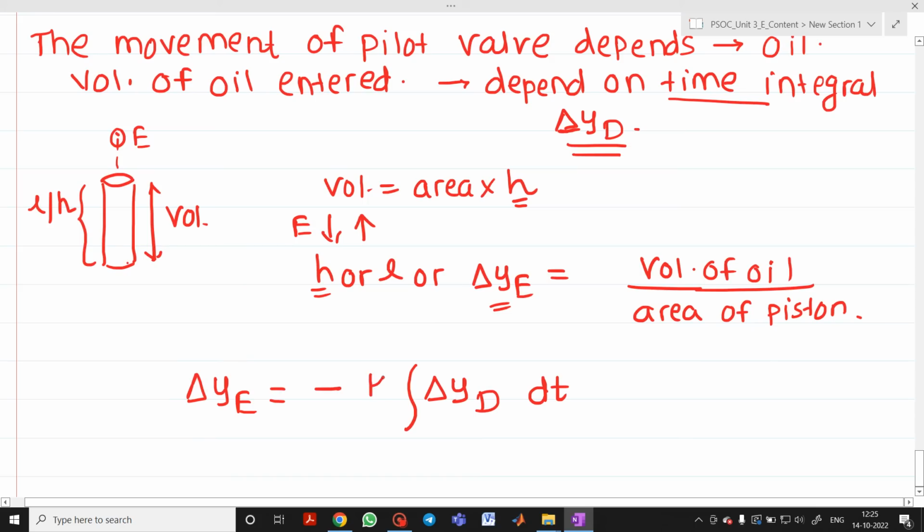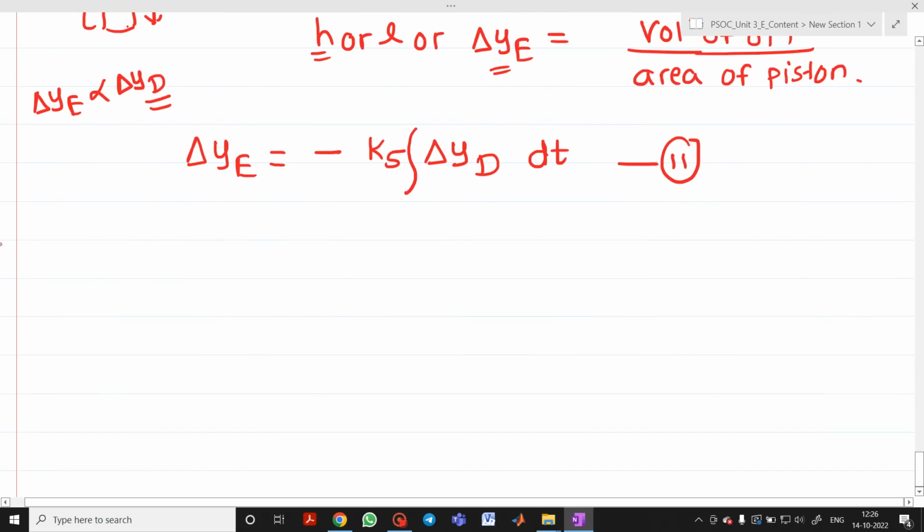And here let me take constant of proportionality k phi, because already we have seen that whatever will be the change in the ye, it depends upon your change in the position yd. So delta ye is proportional to what? Delta yd. So let me take this as equation number 11. From whatever equations we have seen, basically we are doing a modeling of this, and from this modeling we are going to construct a transfer function and then a block diagram.